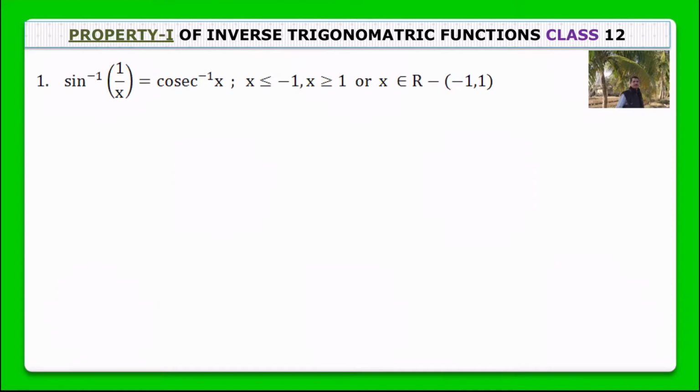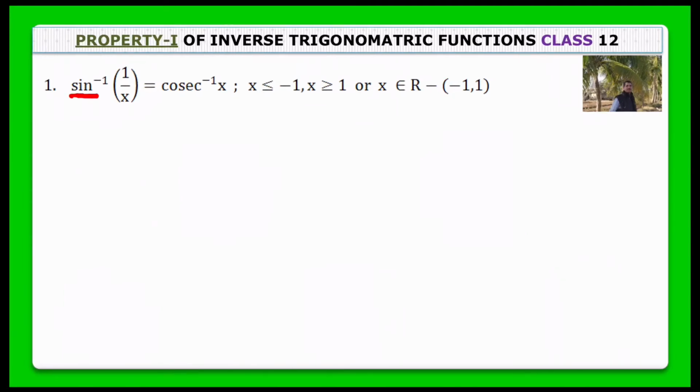We will prove that here sin inverse of 1 upon x will be equal to cosec inverse x, where there is some condition on x, that x is less than or equal to -1 or the value of x is greater than or equal to 1, or we can say x belongs to R minus the open interval -1 to 1.